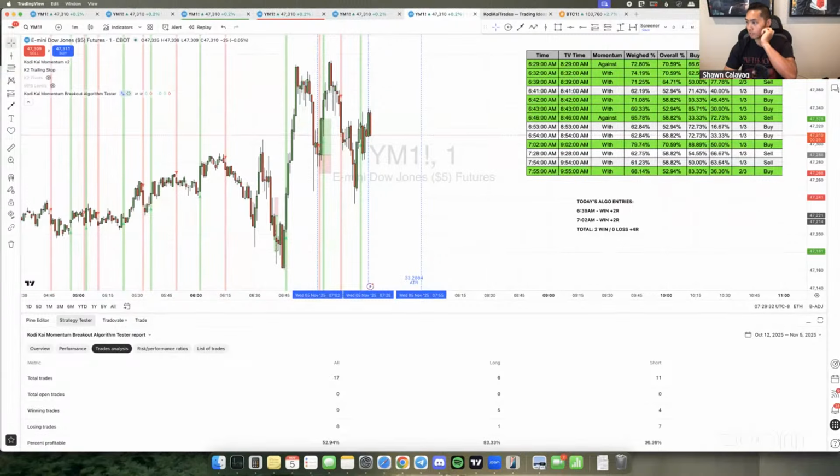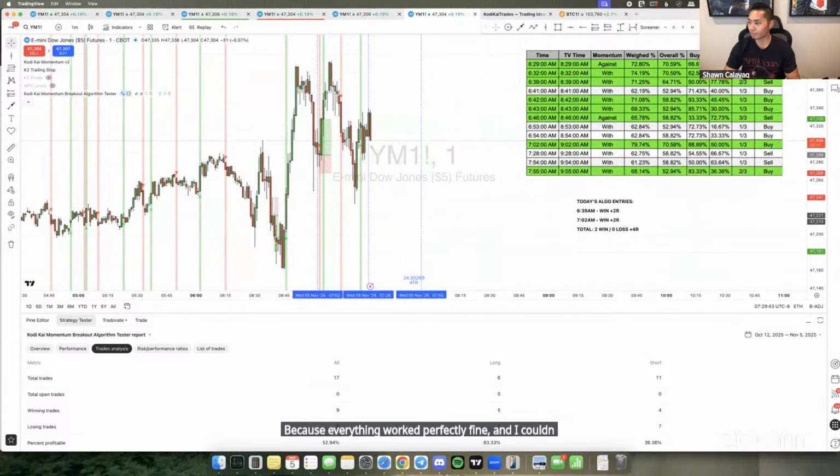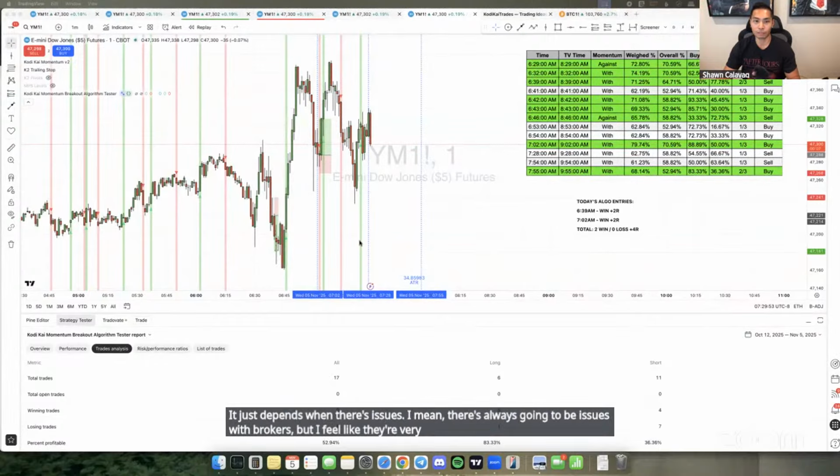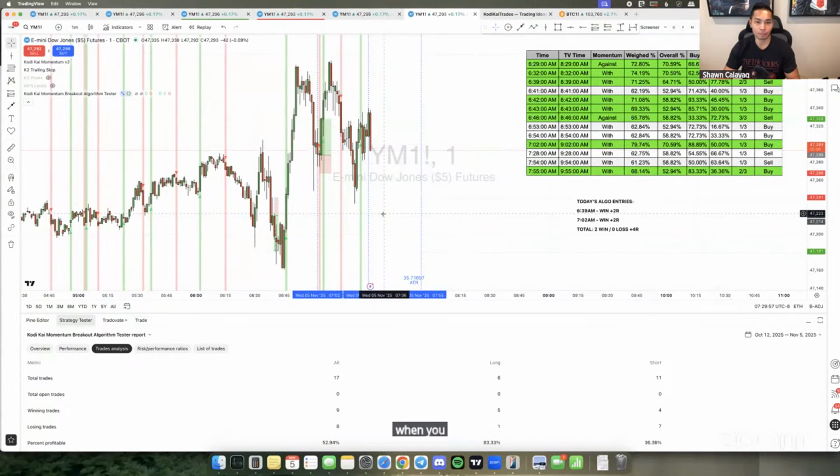CJ said: won't bash an indicator today, but I don't regret going in on them for yesterday's trade because everything worked perfectly fine and I couldn't enter because of them. Yeah, keyword today, right, CJ? It just depends when there's issues. I mean, there's always going to be issues with brokers, but for us, they tend to happen when you least want them to happen, right? Whenever a good trade comes up, there always seems to be some sort of issue.